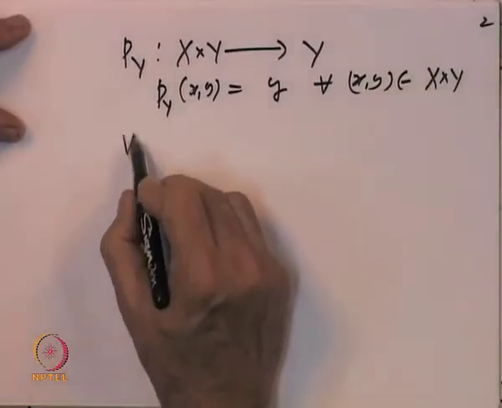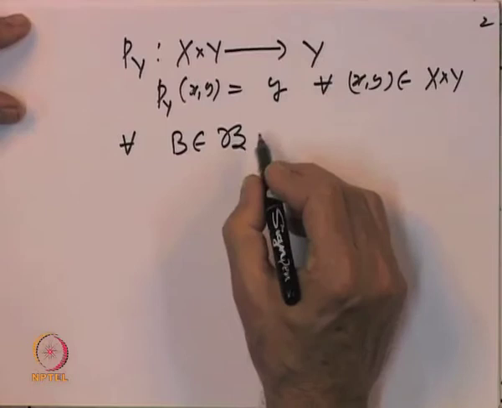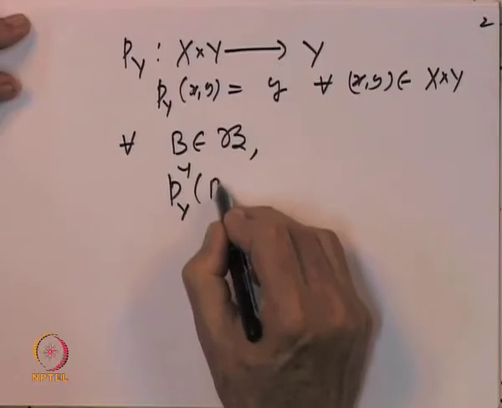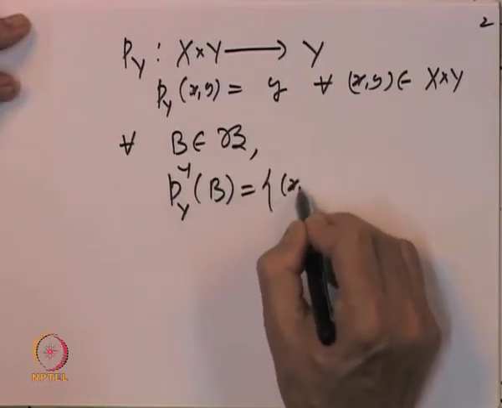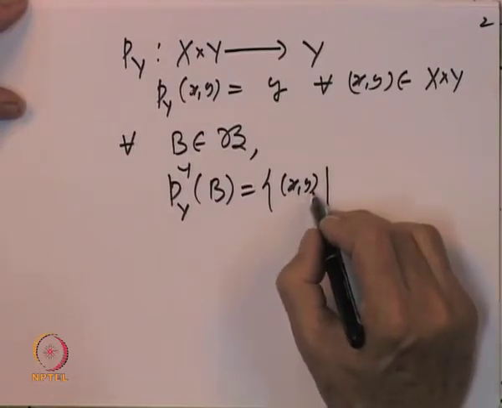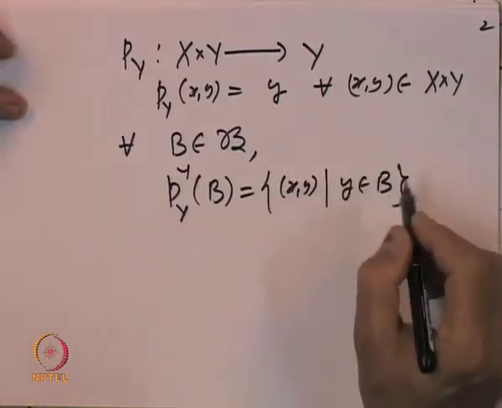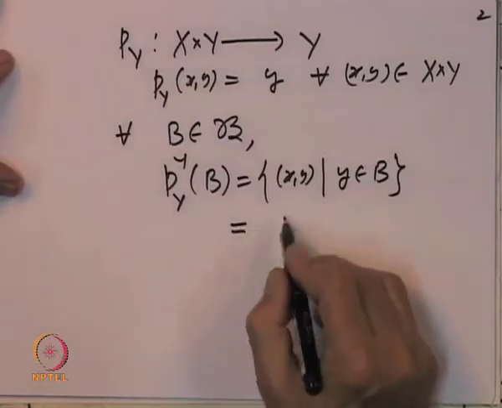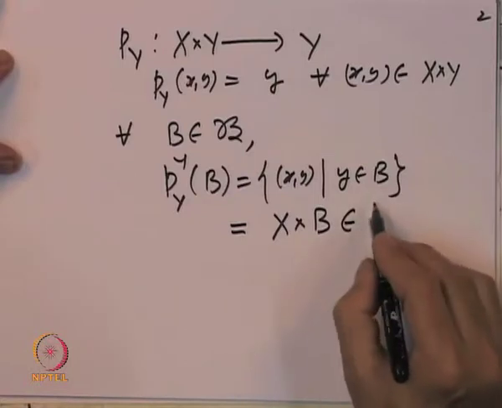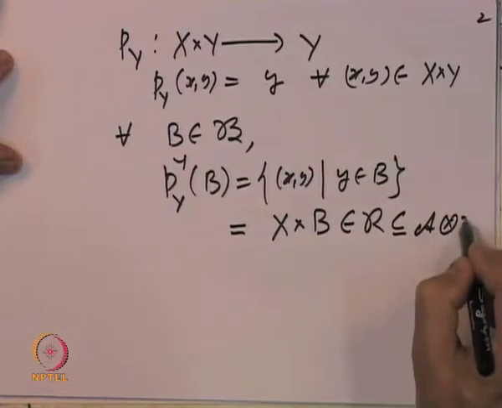Then for every set B in the sigma algebra on y, that is B, if we calculate P y inverse of B, that is all x comma y such that y belongs to B, and that is the same as x cross B, which is a rectangle and hence is in the sigma algebra A times B.